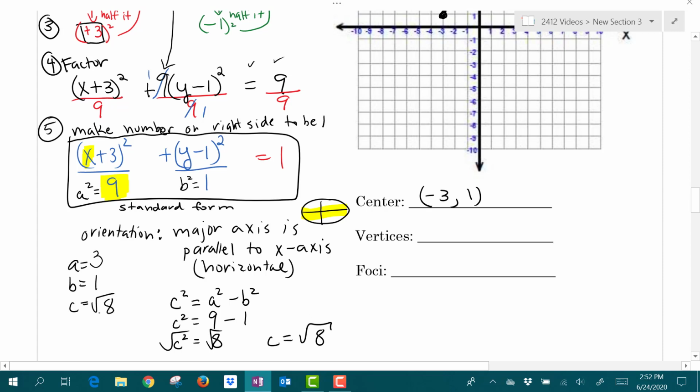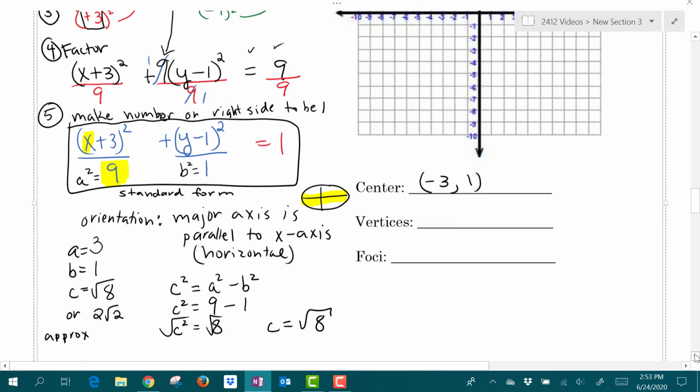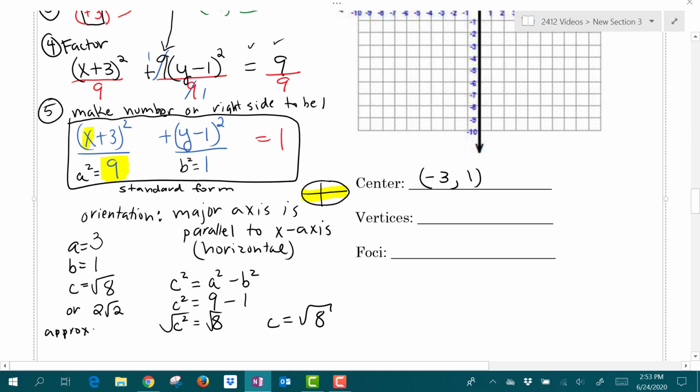Now if you want to simplify that, you can. You can write that as, what's that, 2 square root of 2. And then you can also work to find the approximation of that if you wished. Alright, and I believe the approximation for that is about 2.8. So if we want to use that, we've got it handy. Alright, so let's find our vertices and our foci. The vertices are going to deal with the A value, and remember the foci come from working with the C value. Alright, so our A value is 3.